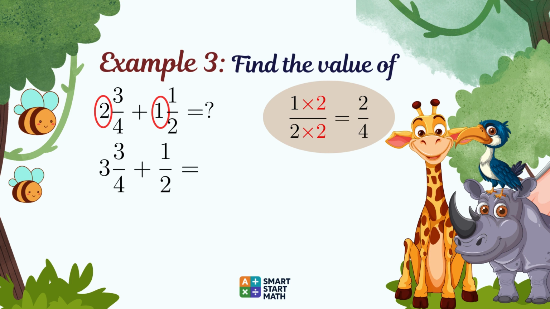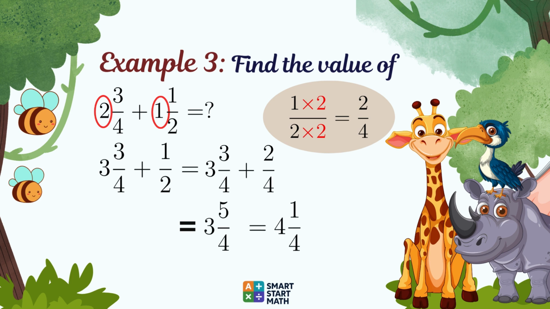Now convert. 1/2 equals 2 out of 4. Then add the fractions. 3/4 plus 2 out of 4 is equal to 5 out of 4. But 5 out of 4 is an improper fraction, which means it's greater than 1. Let's convert it to a mixed number. 5 out of 4 equals 1 and 1/4. Now, add the whole number from earlier. 3 plus 1 and 1/4 equals 4 and 1/4. So the final answer is 4 1/4.